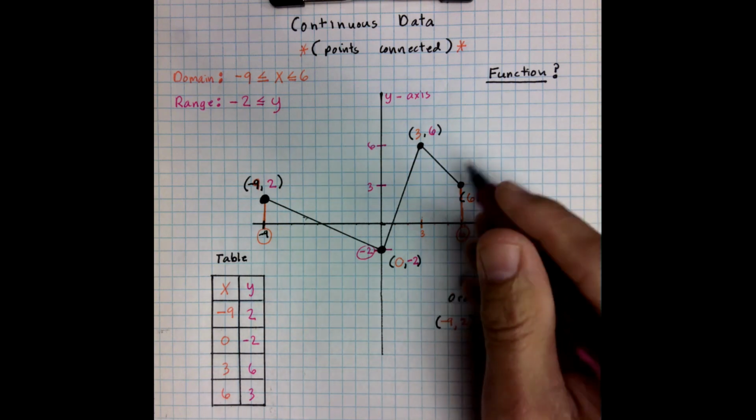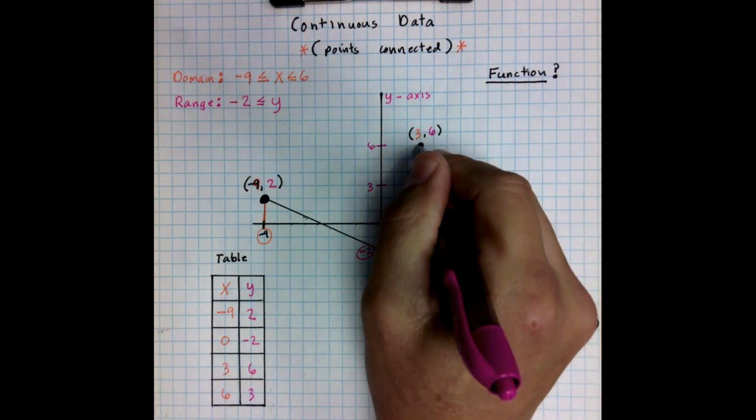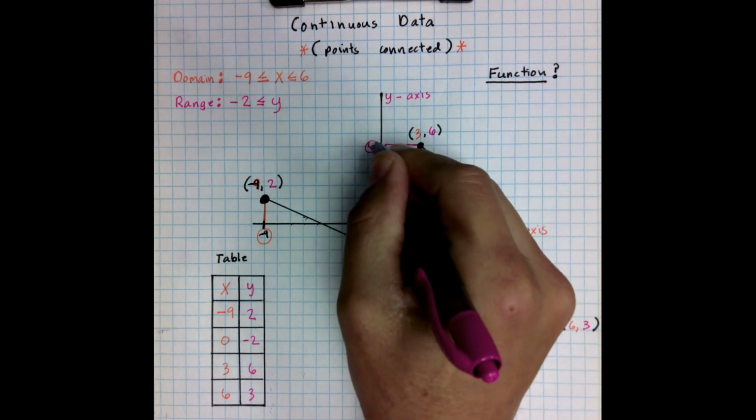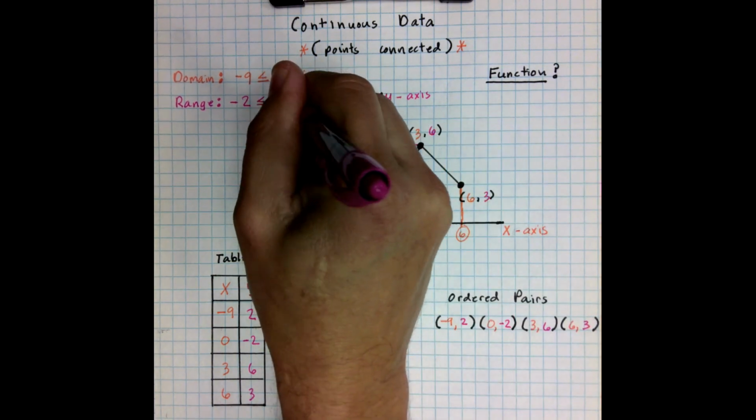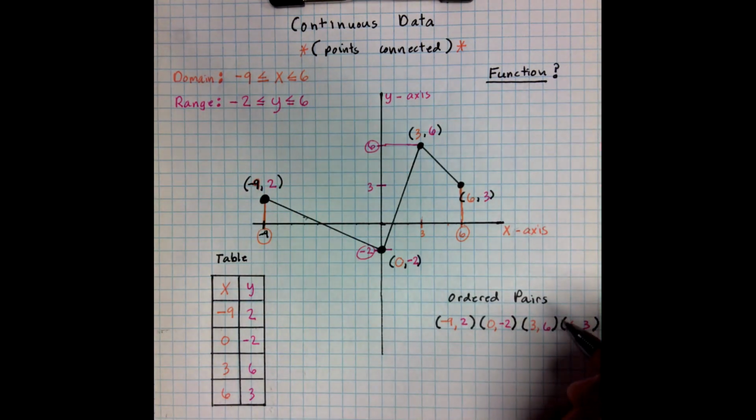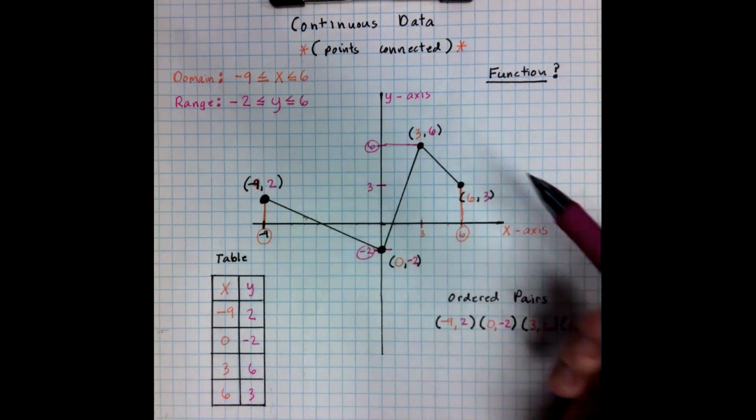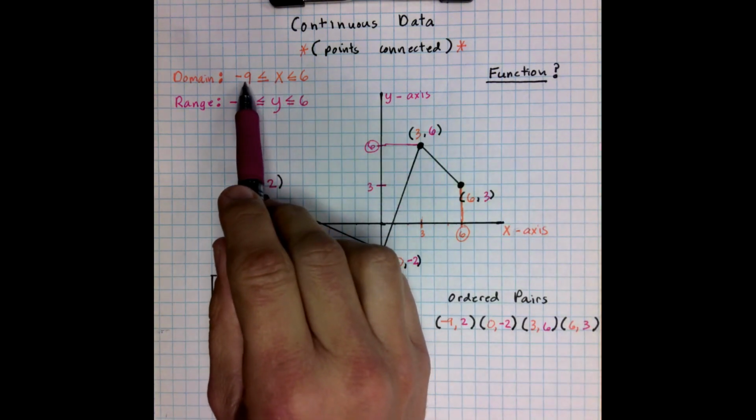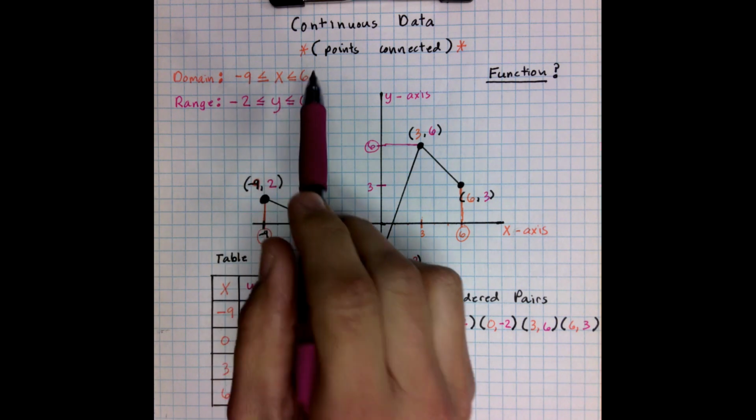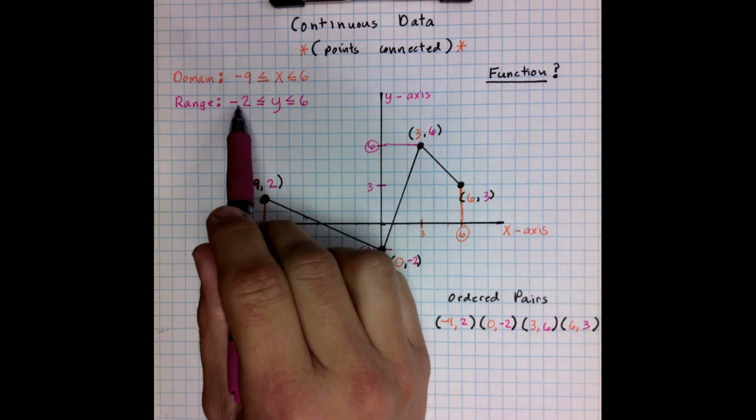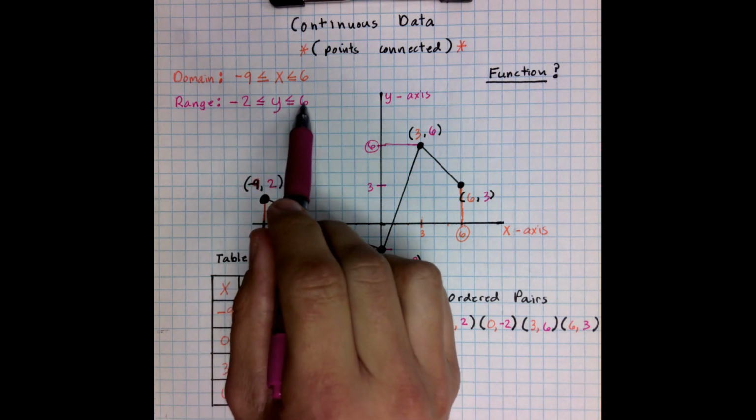And then I want to see the furthest it goes up to the top. And the highest point on this graph is positive 6. So I'm going to say y has to be less than or equal to positive 6. And so now we have our two inequalities written, right? Our domain is x is going to be greater than or equal to negative 9, but less than or equal to 6. And for our range, the y value has to be greater than or equal to negative 2 and less than or equal to 6.